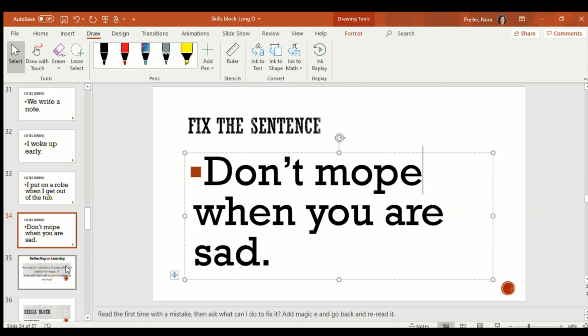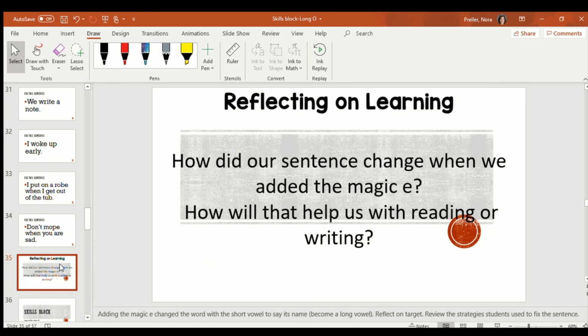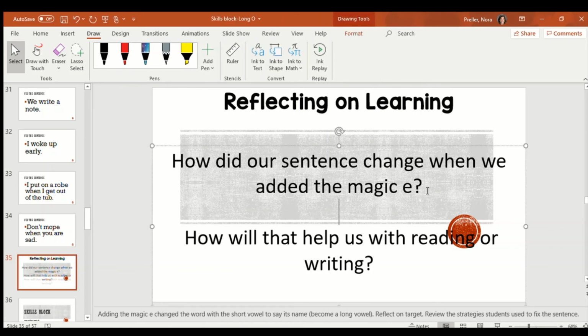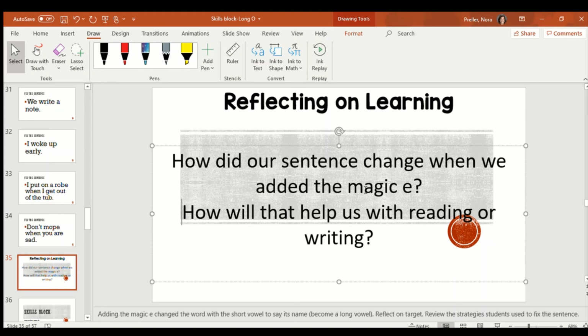Awesome job, boys and girls. You are doing a wonderful job changing the word by adding the bossy E. Let's take a look at a reflecting on learning question. My question is, how did our sentence change when we added the magic E? So maybe the one where we had the rob, how did that change? Well, the word didn't make sense. It didn't have the right meaning. So when we added the bossy E, we made the vowel say its name. So O went from saying ah to saying O. And we changed the word to robe. Then the sentence made sense. Because we don't put on a rob when we get out of the tub, we put on a robe.